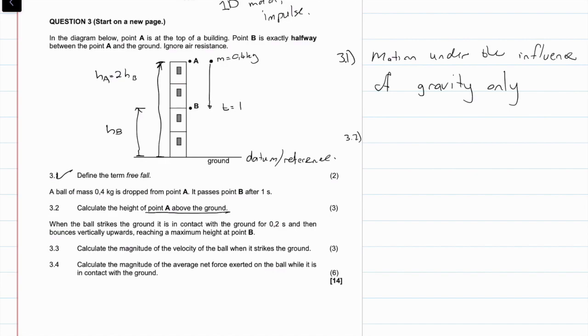This is a classic UVATS question. We're going to take downwards as being positive. When it says dropped, it means our initial velocity is equal to 0. Our final velocity is unknown. Our acceleration, because we've taken downwards as positive, is 9.81 meters per second squared downwards. The time is equal to 1 second, and the displacement is the unknown, which we're looking for.